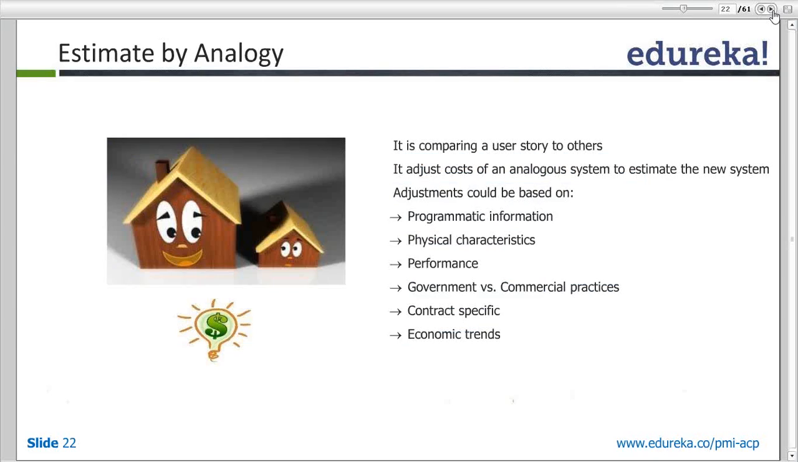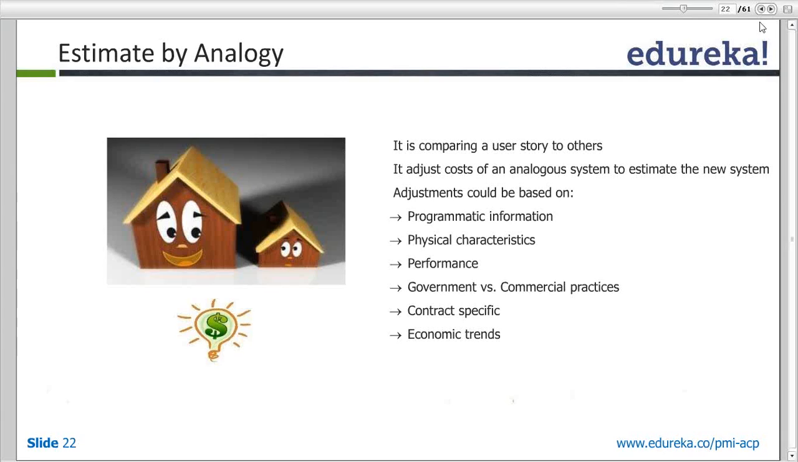Estimate by analogy. So we have talked about this as well. Now if we look at this picture, this bigger house is of high priority, so I would start with it. Let's say I give it a size large. By analogy, I'll compare the second house with the first house and say, okay, this is smaller than the first house, so it is obviously small, right? Analogy is based on programmatic information, physical characteristics, performance, practices, contract specific and economic trends.